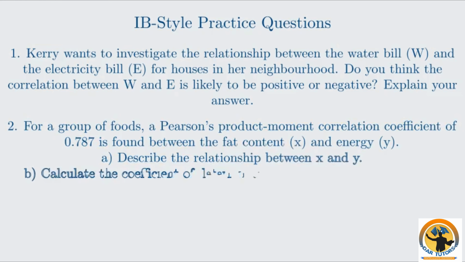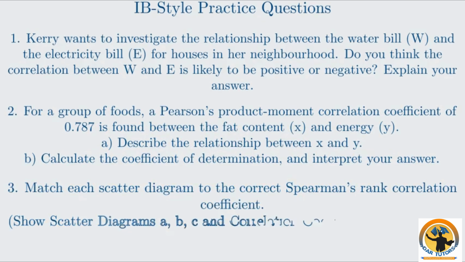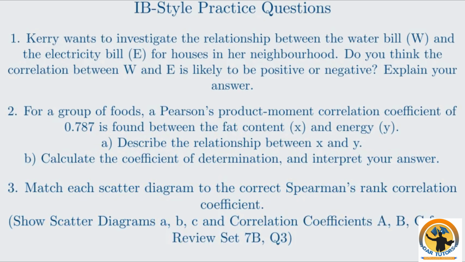Question 2 provides a Pearson's correlation coefficient. Use it to calculate and interpret the coefficient of determination, R². This is a good review of a related concept. Question 3 is another matching exercise, but this time it includes an outlier. Consider how that outlier will affect the Spearman's coefficient.